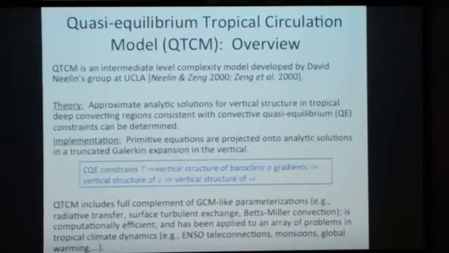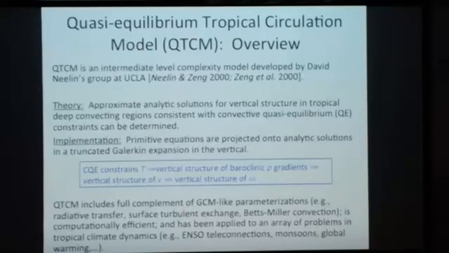Now, it turns out this doesn't say anything about the moisture field. The moisture field isn't constrained in the same way, so we just use a reasonable-looking basis function based on our observed understanding of the moisture profile in the tropics, but that might be an issue.